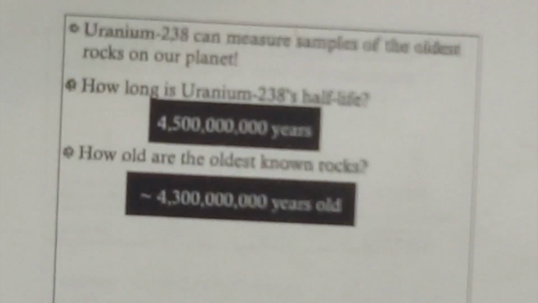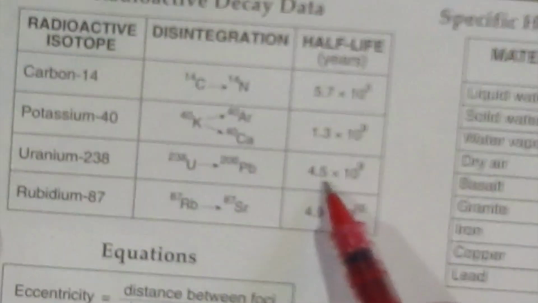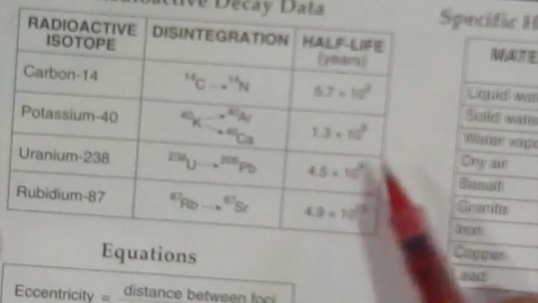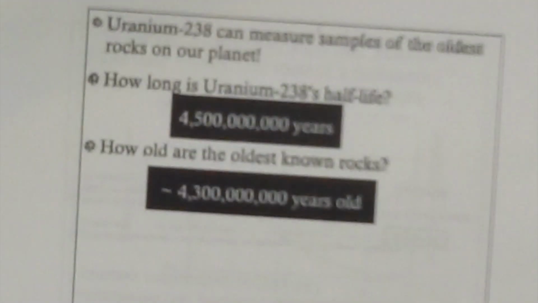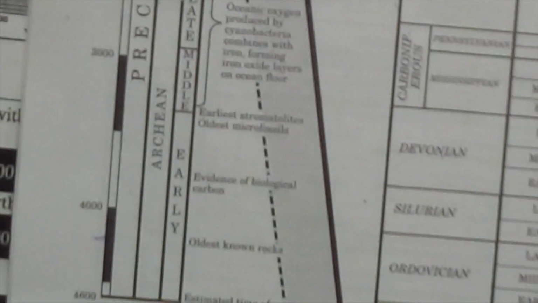Uranium-238 can measure samples of the oldest rocks on our planet. How long is uranium-238's half-life? You can find that answer on the reference table: 4.5 times 10 to the 9th years. That's 4.5 billion years. How old are the oldest known rocks? The oldest known rocks are found here on the reference table, and they date back about 4,300 million years, or 4.3 billion years.